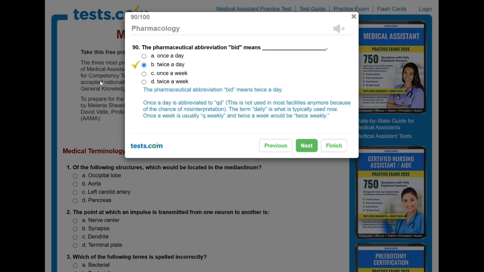B. Twice a day. The pharmaceutical abbreviation BID means twice a day. Once a day is abbreviated to QD. This is not used in most facilities anymore because of the chance of misinterpretation. The term daily is what is typically used now. Once a week is usually Q weekly, and twice a week would be twice weekly.